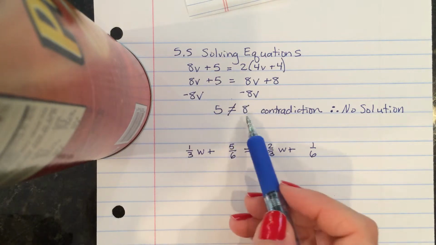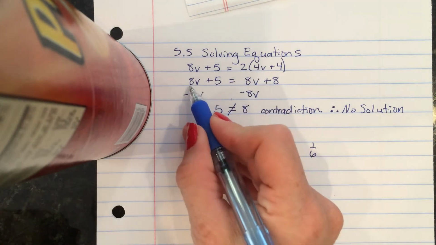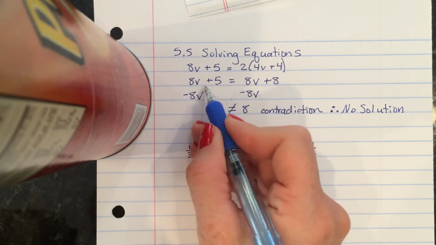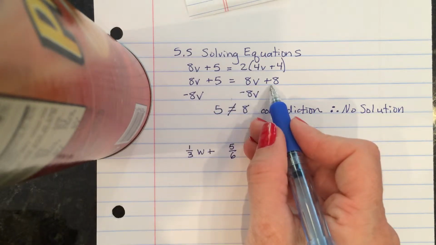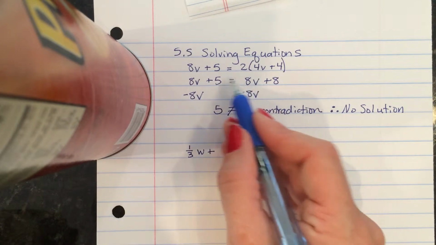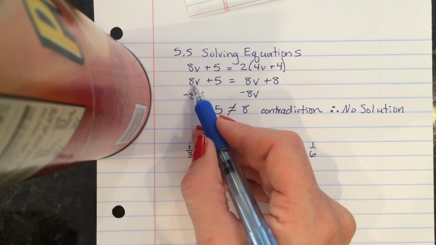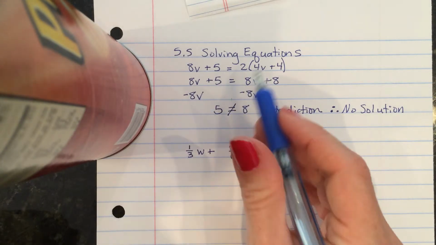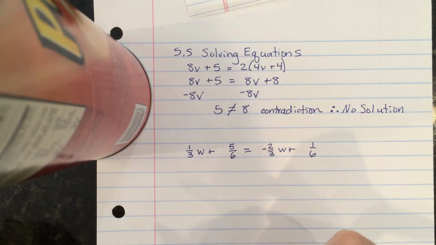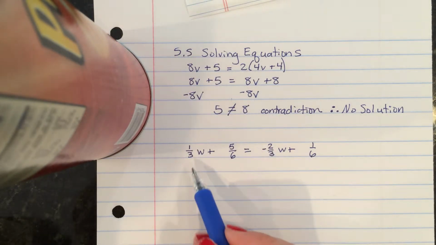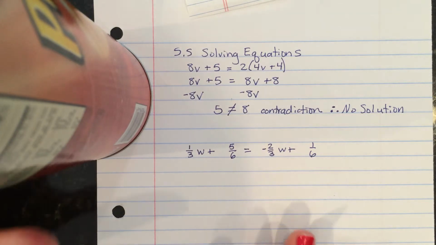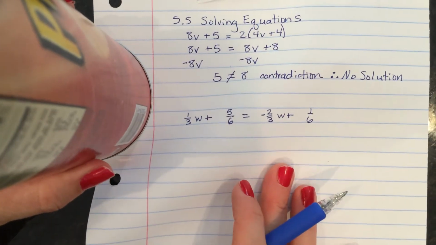Because 5 does not equal 8, you can see right here that if you have 8v plus 5 and 8v plus 8, no matter what you put in for v, this side is never going to equal this side. If you put a 1 in here, you're going to end up with 8 plus 5, and over here you're going to end up with 8 plus 8, and that's not going to be equal. So no matter what you put in for v, it's not going to work out. So no solution.